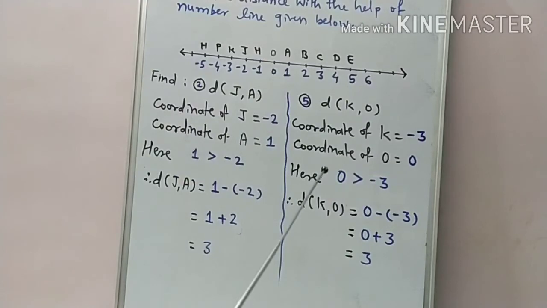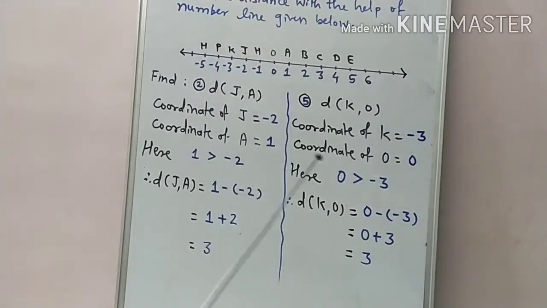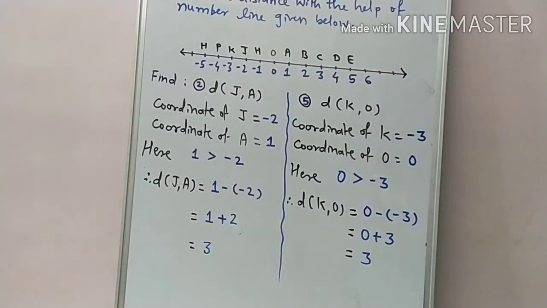Understood students? Is it correct? Yes. Here the coordinate of K is -3 from the number line, the coordinate of O is 0, and 0 is greater than the negative number -3. So here we do the subtraction, 0 minus -3. So minus minus, again we have to do addition in the product. So 0 plus 3, the answer is 3. So the distance between O and K is what? 3 units. So like this you have to solve this example for 1 or 2 marks. The remaining parts of question number 1 I keep as your homework, students.